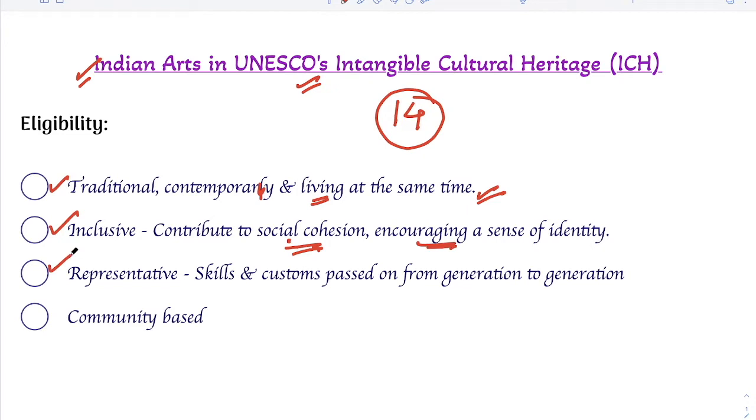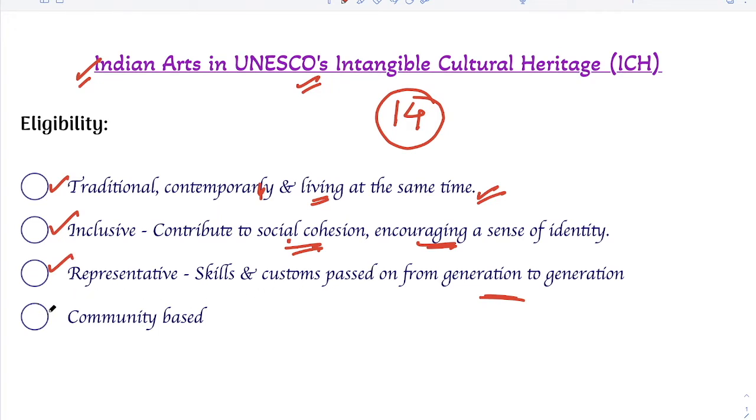And it should be representative, like skills and customs passed on from generation to generation. There are many dance forms which are passing from generation to generation. There are no coaching centers for that. The father will teach that form or dance form to his son or to his child. Okay, we will discuss that also.